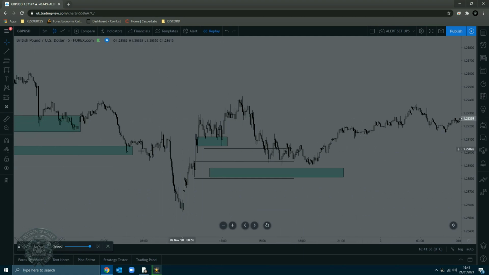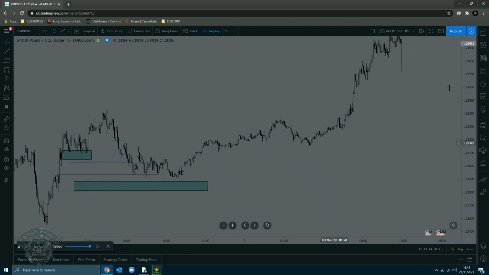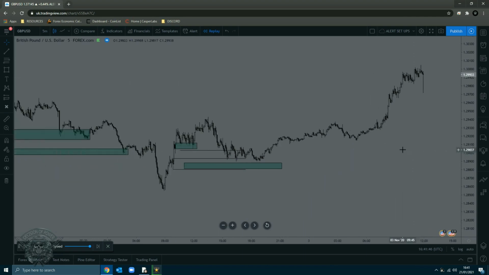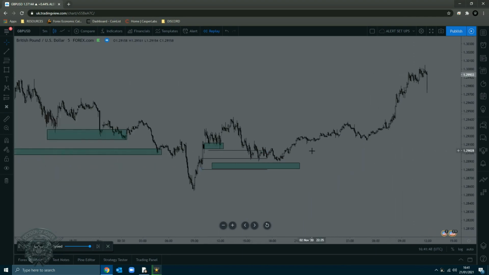Okay, so that was it. So equal lows, run through, rejection, break of structure, back into structure for the entry, and then as you can see, price did actually take off. Right, so that's it right there, because that's the setup.